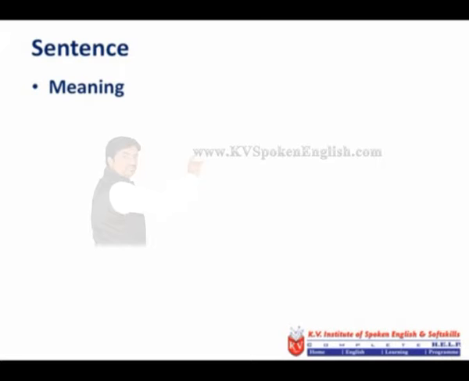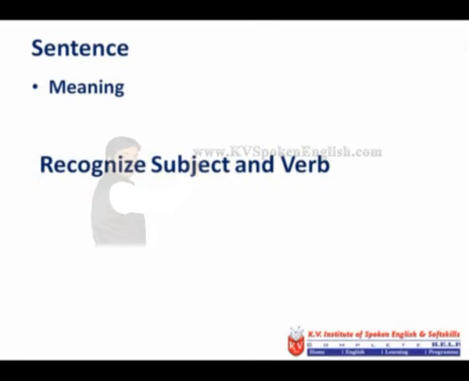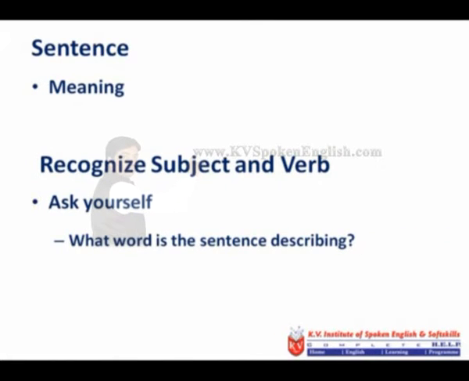To make sure your sentences are clear and complete, you should be able to recognize the subject and the verb in a sentence. By following the simple steps below, you would be able to easily identify subject and verb. To find the subject in a sentence, you need to ask yourself what word the sentence is describing. And you also need to ask yourself what the subject did, to find out the action verb.